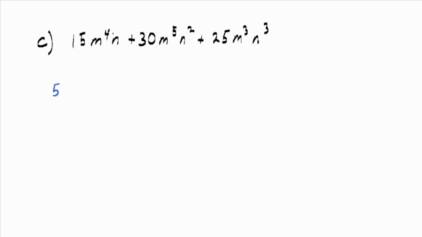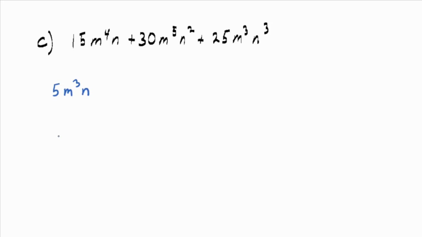You have m to the fourth, m to the fifth, m cubed. Take the smallest power of m, m to the third, and then multiply it times the 5 to help form your GCF. There's one more base in your GCF, base n. You have n to the first power in the first term, n squared in the second term, n cubed in the third term. Which one do you take as a factor in your GCF? n to the first, so just n. So 5m cubed n is your GCF.